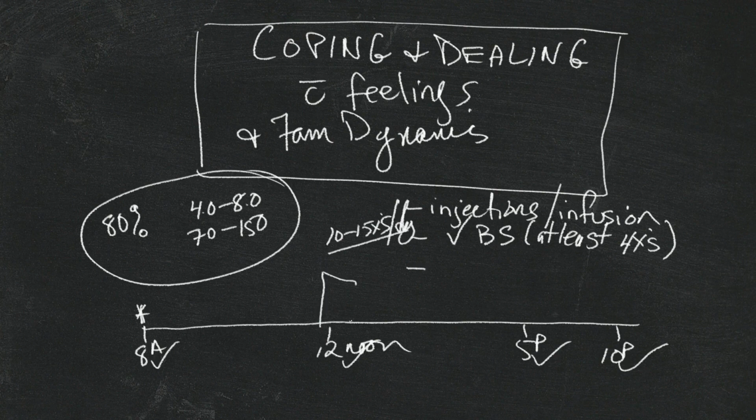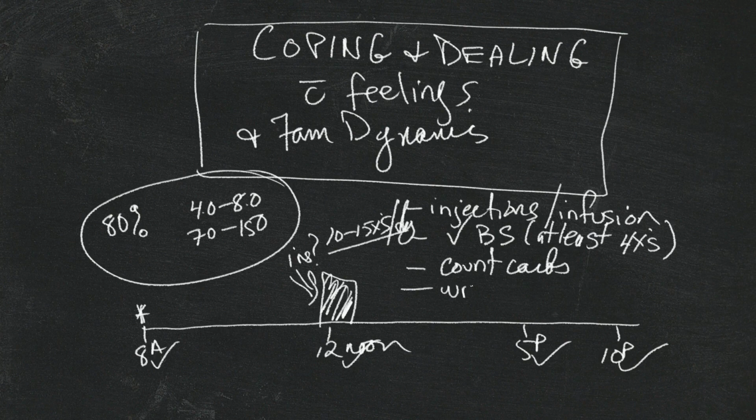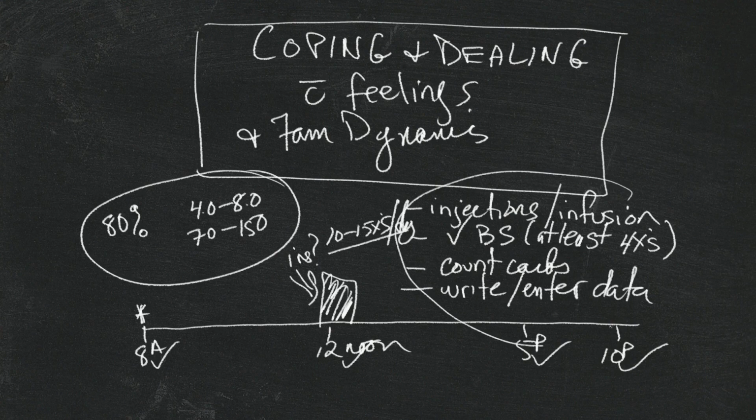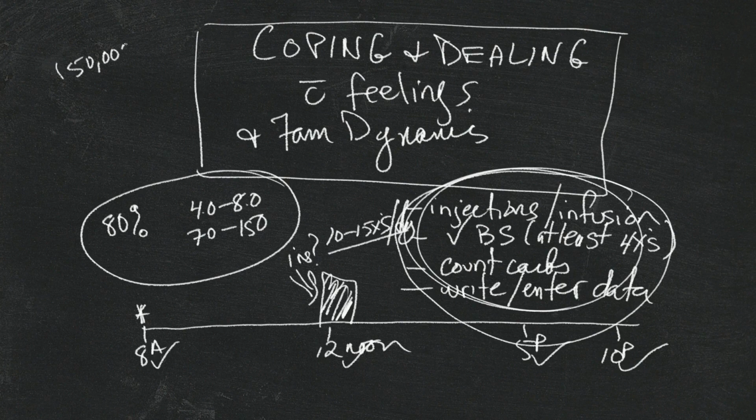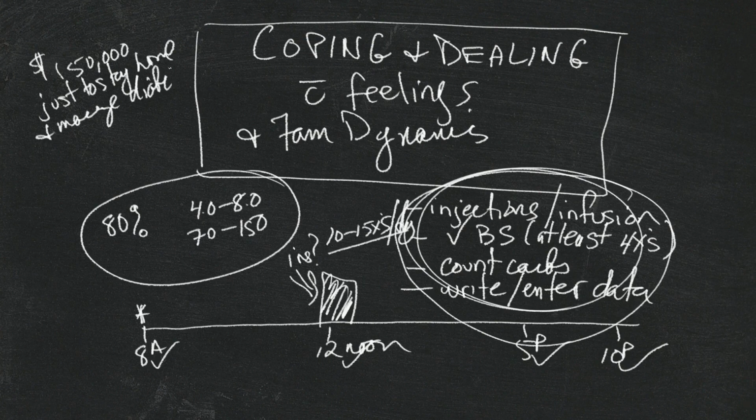We have to count the carbs, how much carbohydrate we're eating, to figure out how much insulin, and we have to write the numbers down or enter the data somewhere. This is even before finding out how much homework we have. That is a lot of extra work. I have a resentment against the United States government. I think they should give me $150,000 a year just to stay home and manage my diabetes. Now, it feels like a full-time job.